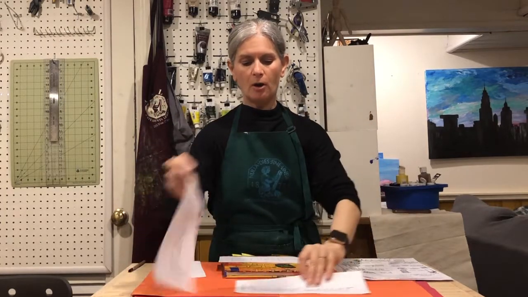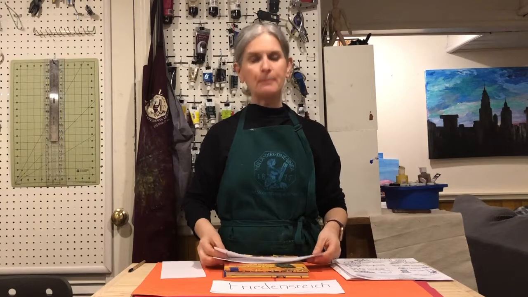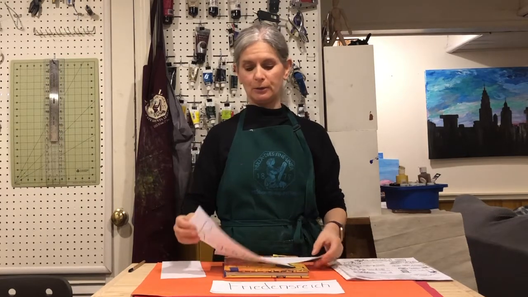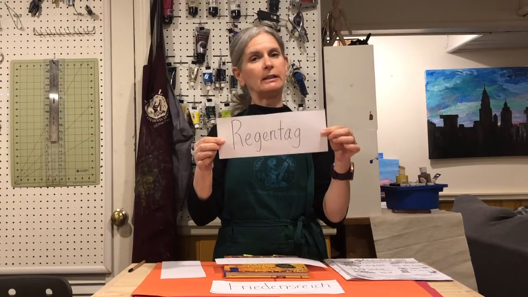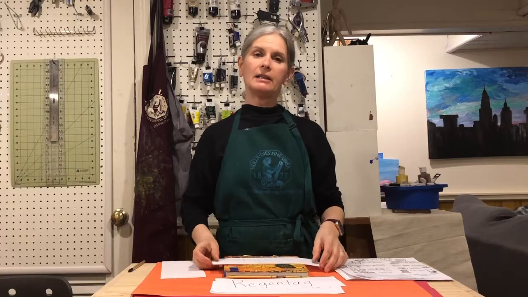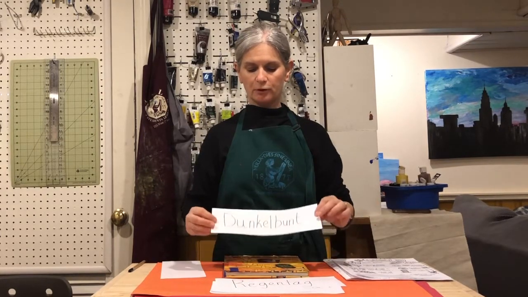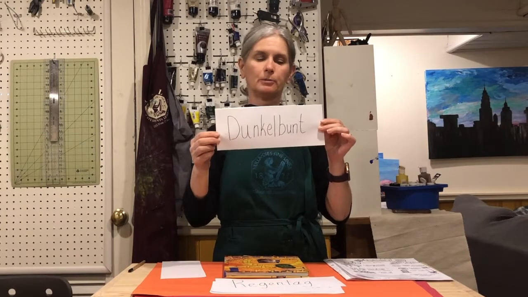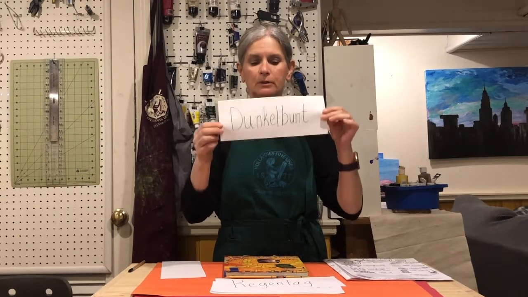He added some more. He really liked rainy days and how the light made things look. So he decided, I'm going to add that to my name too. Regentag is the German word for rainy day. Dark brights are the colours that he liked on those rainy days, and the German word for that was Dunkelbunt. He decided to add that to his name too.